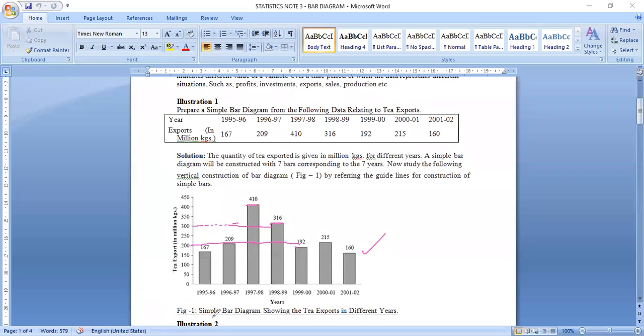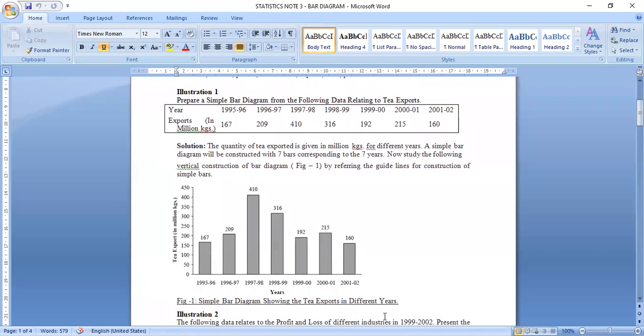So there is the simplest bar diagram, and for every bar diagram you have to give some name, like simple bar diagram showing the tea exports in different years. Any question? Tell me, any question on the simple bar? How can I draw?